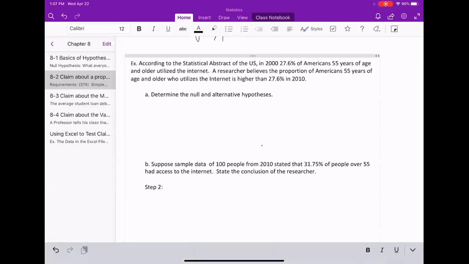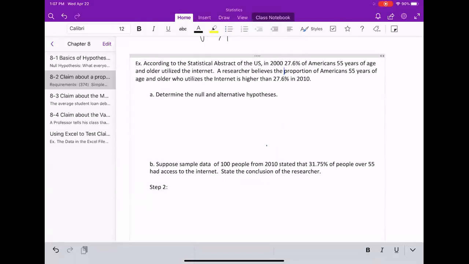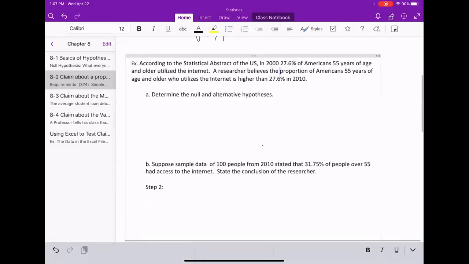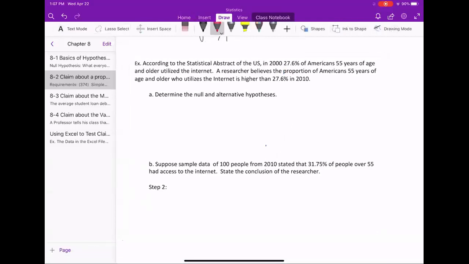Proportion. And how do you know that? It says proportion right there. Perfect. Don't overthink this, right? It says proportion in the problem. So we know that this is a proportion problem, right?